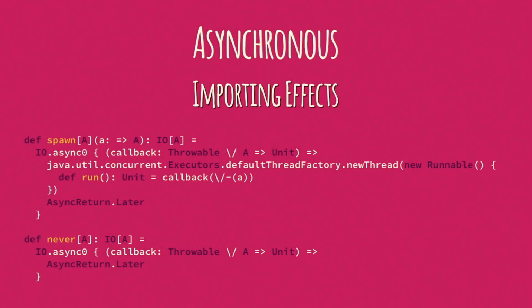Here I give you 2 examples where I use this to build a spawn, which just takes an A and computes it on a different thread by using that async constructor. And then another one called never, which is never going to call the callback. And this is the equivalent of sleeping forever. It's just going to run forever. It's not really going to do anything. But it's a handler that's never going to call its callback.